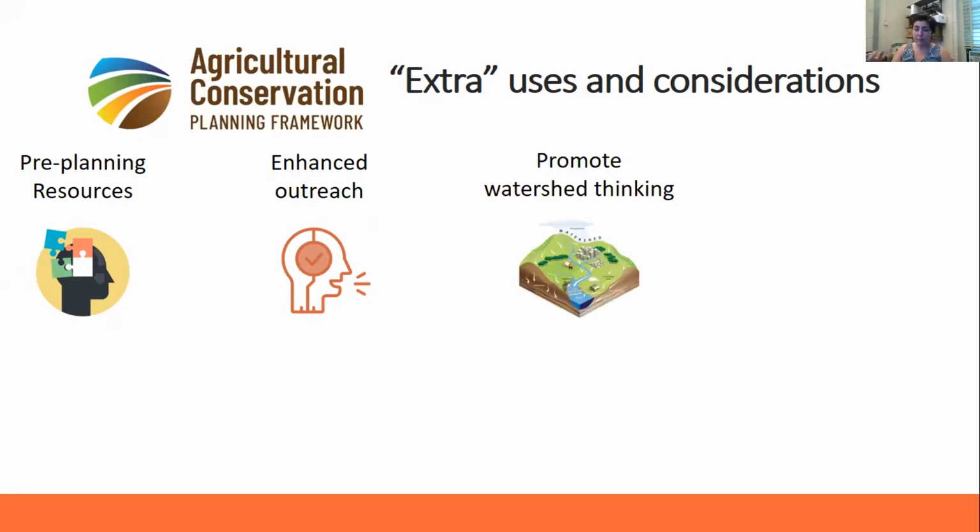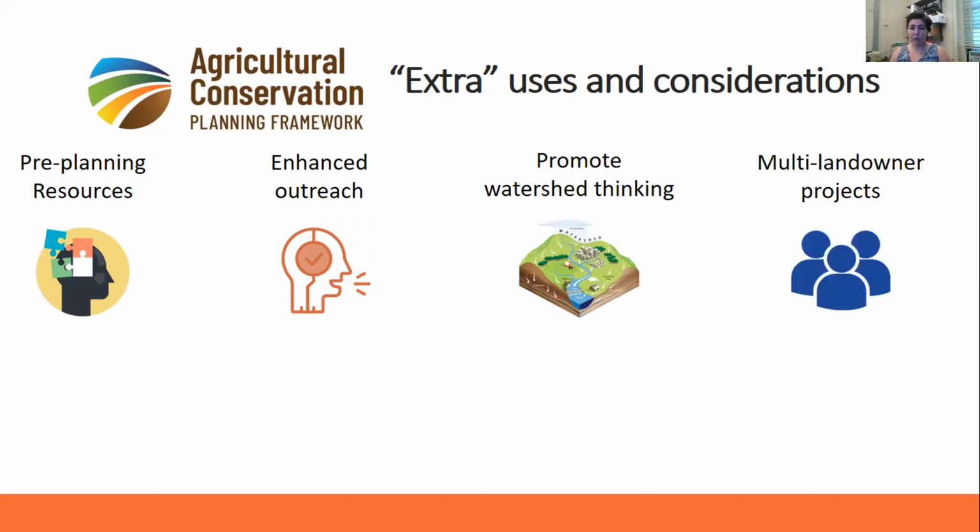Another element is that the ACPF promotes watershed thinking. It helps put a field in the context of a watershed, and emphasizes the nested relationship that fields have within their watershed. It can help increase both individual and community understanding of how the practices and management decisions that they make on their fields impact their watershed, as well as communities upstream and downstream.